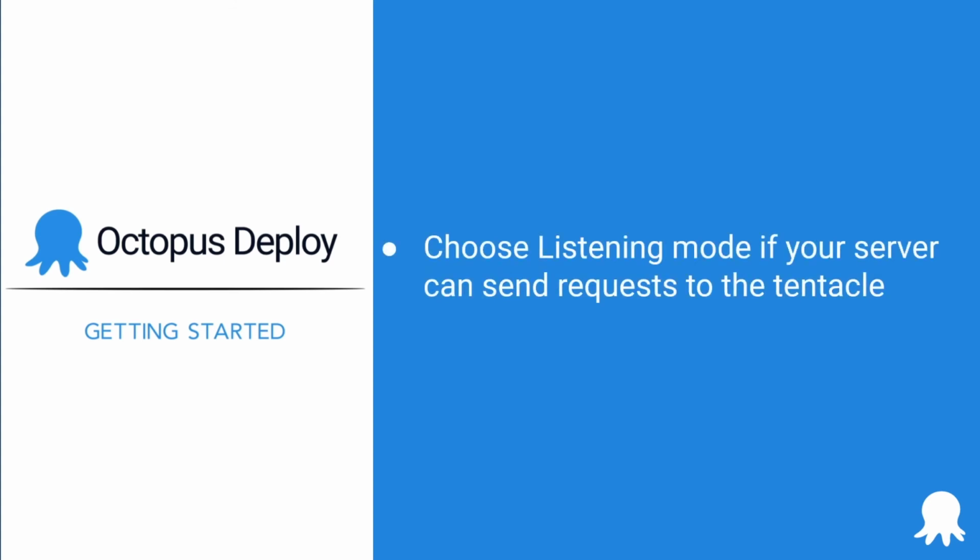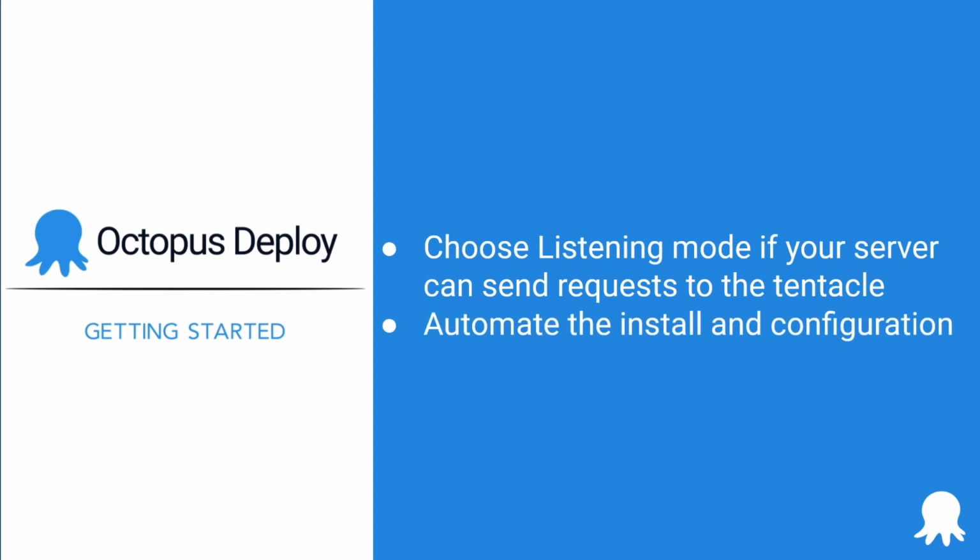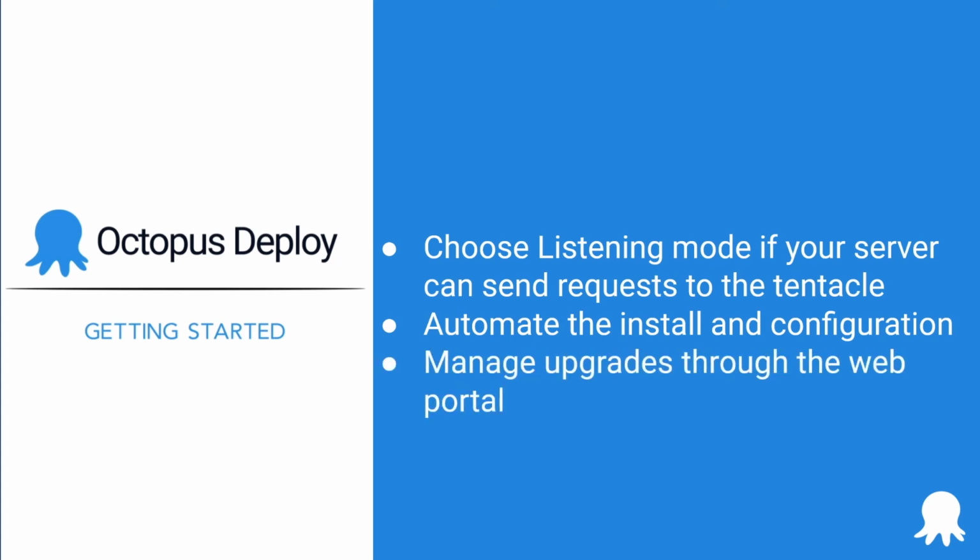Here are some tips for installing and configuring a listening Tentacle. Choose a listening Tentacle if your Octopus server can send requests to the machine hosting the Tentacle. For large-scale installations, you can automate the Tentacle installation with a package manager like Chocolatey and the Tentacle command line interface. Manage upgrades of your Tentacles directly from the Octopus web portal.